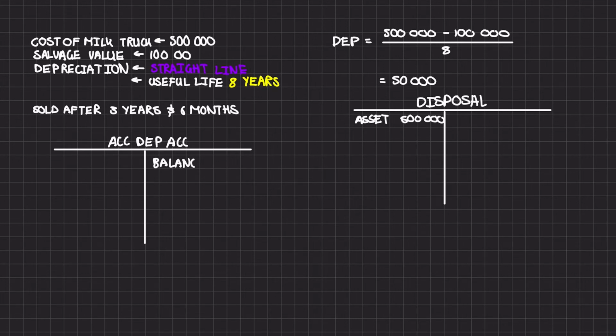And the balance we know was for 3 years, right? So 3 years, 50,000 times 3 would be 150,000. Now, in this year, we sold it 6 months halfway through the financial year. So that's only half the year. So there's going to be depreciation of about 25,000.